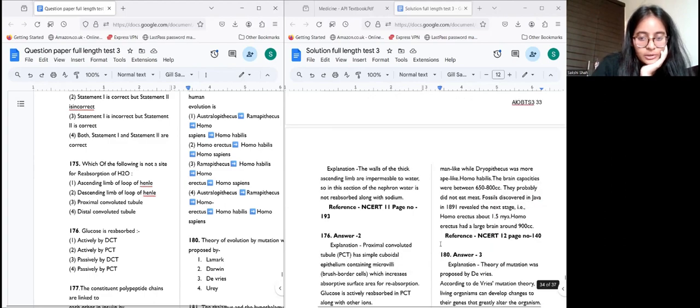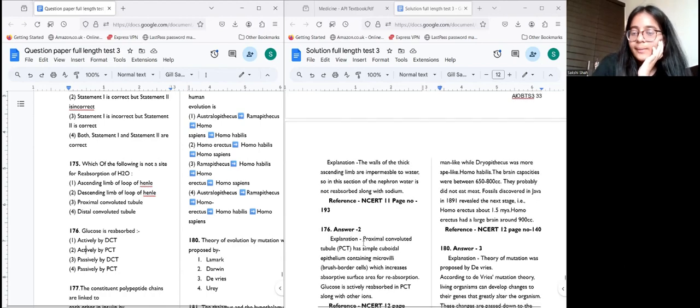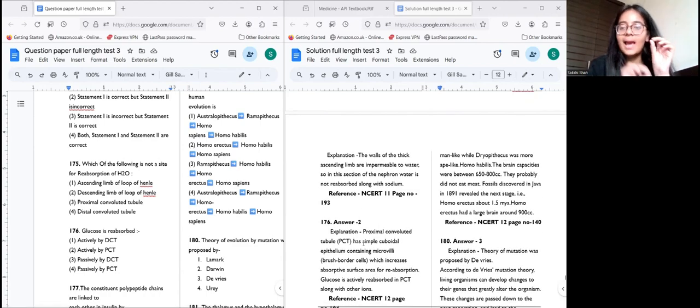Okay. Next question, 176. Glucose is absorbed in what? So the answer is option number 2. It is in the proximal convoluted tubule. Why? Because the proximal convoluted tubule has simple cuboidal epithelium cells, which have microvilli. So that helps to increase the surface area of absorption. And since the surface area has increased, glucose will be reabsorbed easily. What are the type of cells present in the PCT? Let's again revise. Simple cuboidal epithelium cells with microvilli, which act as brush border cells.